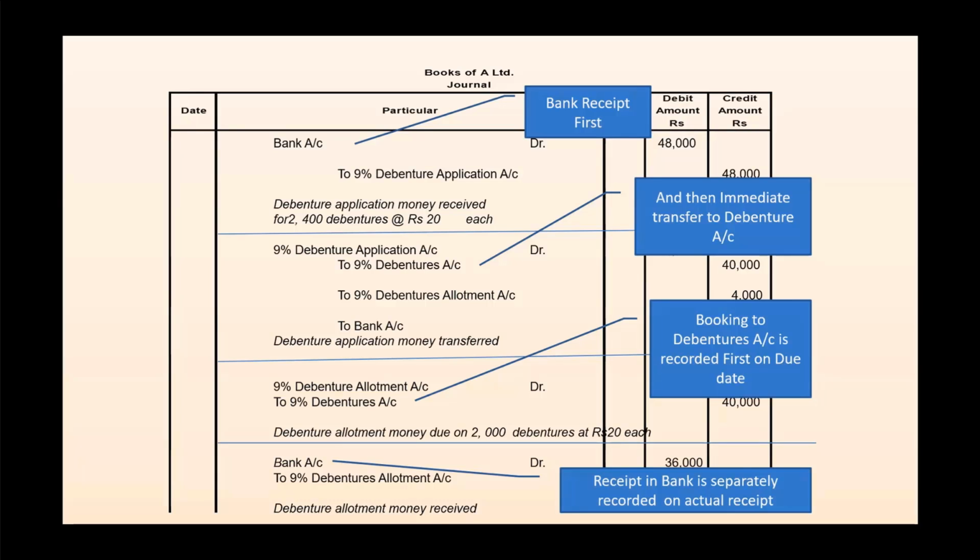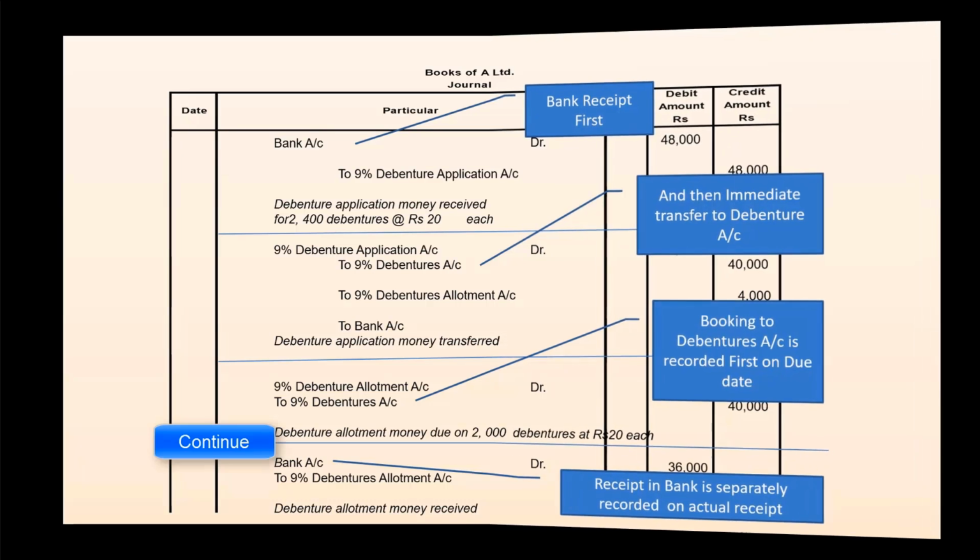The annotations are displayed to emphasize the distinct sequence of events in the application stage. That is, first, application money is received into a temporary account. Subsequently, the debenture account is credited by transferring the balance lying in the temporary account to the debenture account. In all subsequent stages, first the debenture account is credited by debiting the relevant temporary account on the due date. Receipt of money is the subsequent event and is recorded accordingly by crediting the temporary account when monies are received.